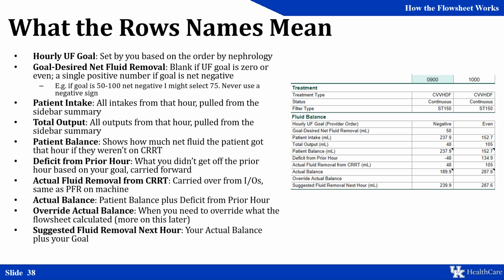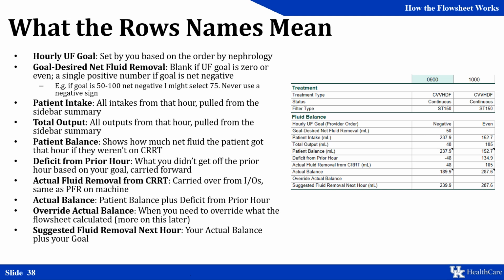Deficit from prior hour is what we discussed earlier. It's what we didn't get off on the prior hour based on our goal. This is carried forward into this time column. Actual fluid removal from CRRT is carried over from I's and O's, which is the same thing as patient fluid removal on machine. The actual balance is going to be your patient balance, so what your patient did that hour, plus the deficit from prior hour.